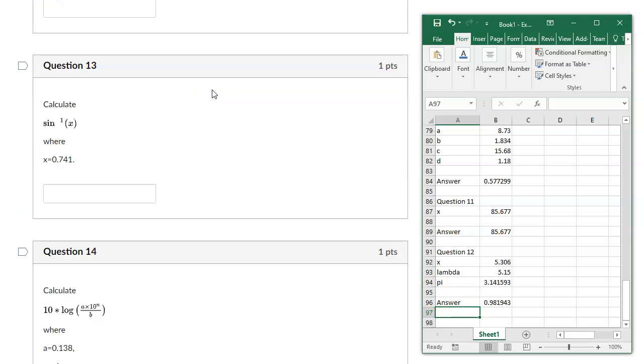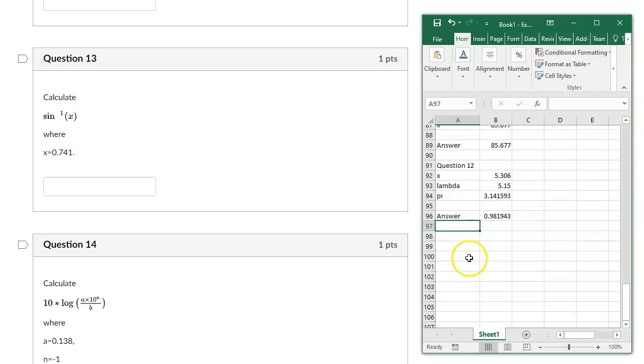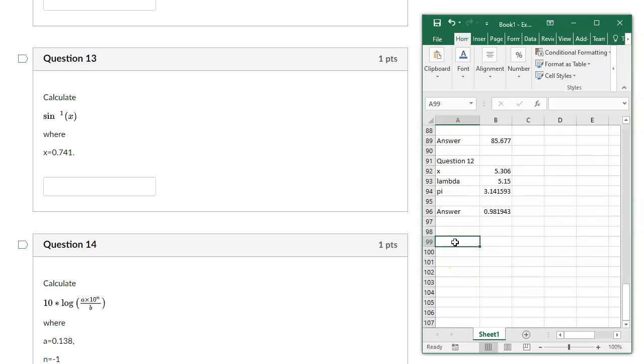Okay, 13. We have an x. That's all we have. And our x is 0.741. And unfortunately, the latest update on Canvas doesn't render this very well. This is the inverse sine function, which in Excel is the anti-sine or ASIN function. And all you do is the ASIN of x.